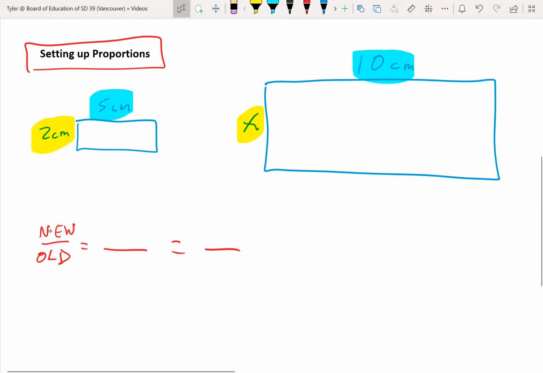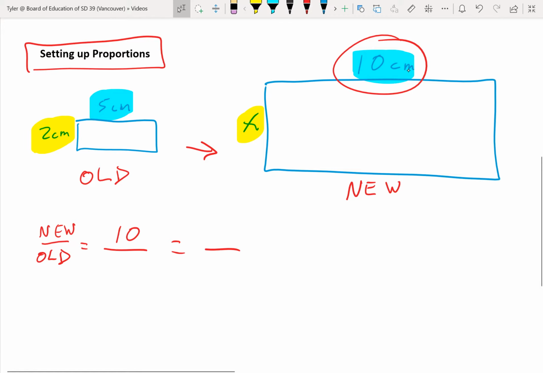So basically what we're going to do, this is the new shape, and this is the old shape, because it changed into this using the scale. I'm going to fill in the numbers. So on my new shape, I'm going to pick a side. It doesn't really matter. Let's pick this 10. Okay? I'm going to put the 10 right there. It's on top because it's a new shape.